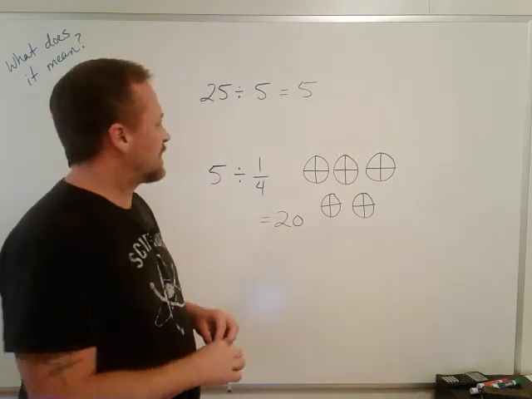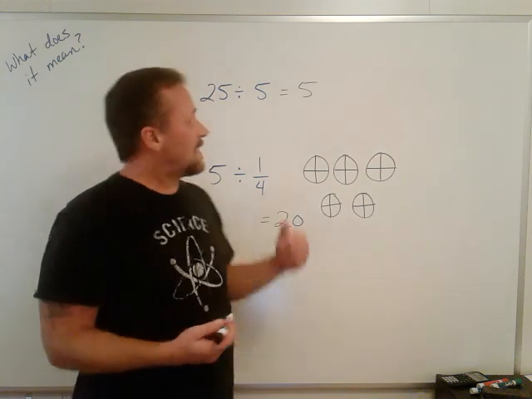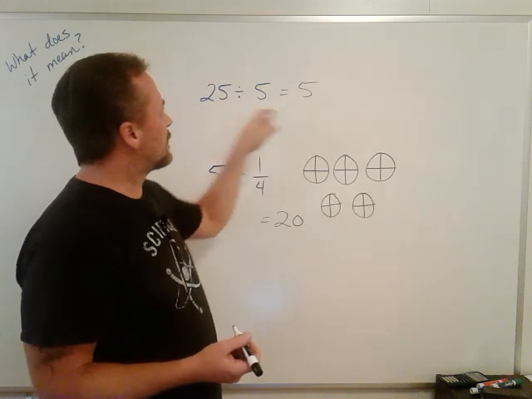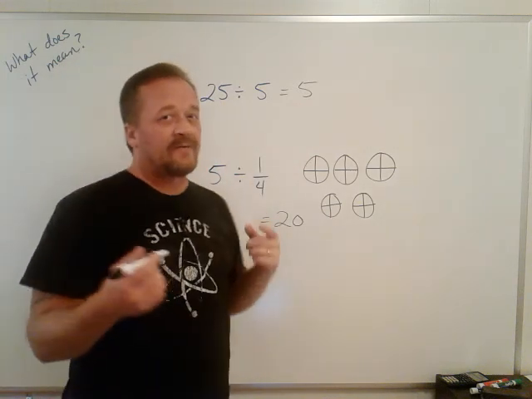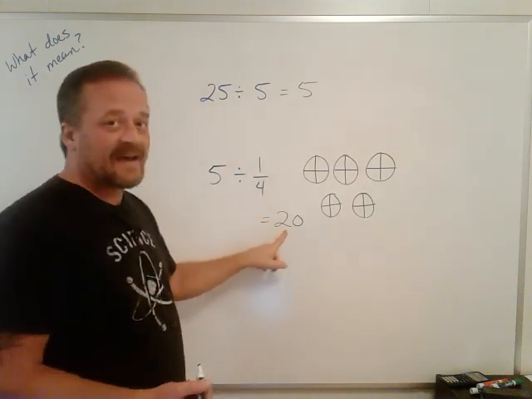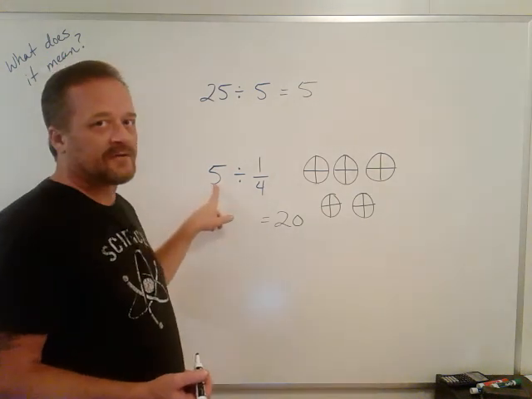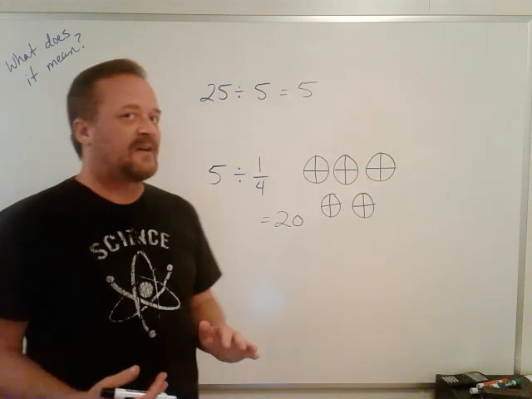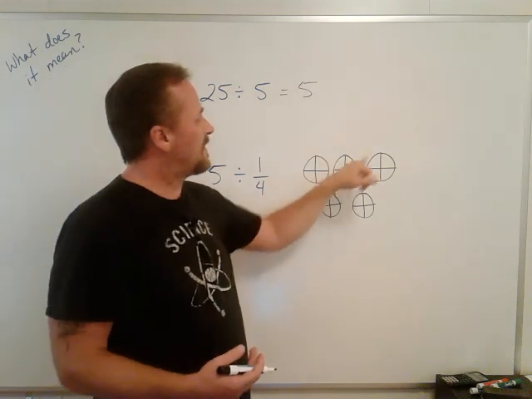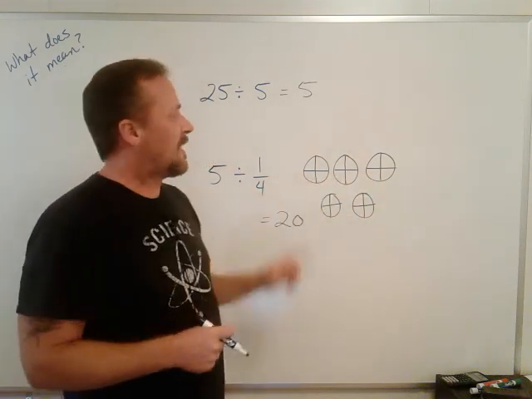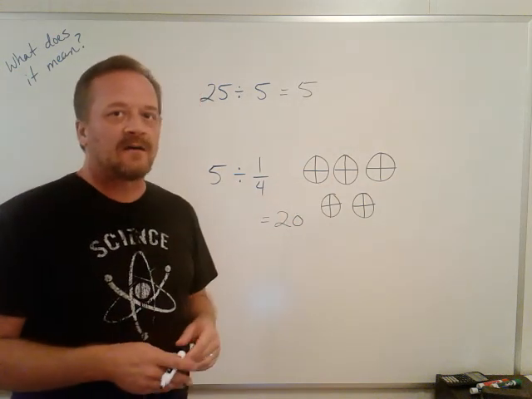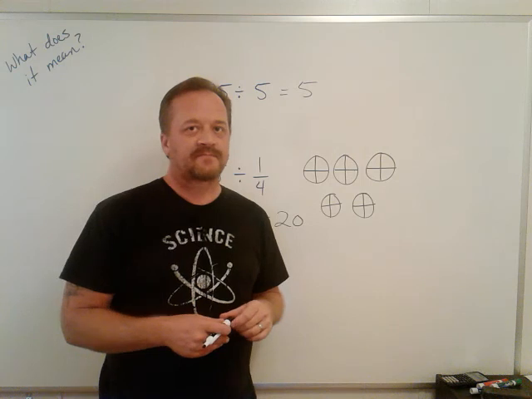Now this is interesting, because usually when I divide, my answer is smaller than the original number. But when I'm dividing a fraction, notice my answer is much bigger than my original number. But can you see why? It's because I cut up each one of those wholes into 4 pieces, into fourths, and then counted how many fourths I have. This is the big idea behind fraction division.